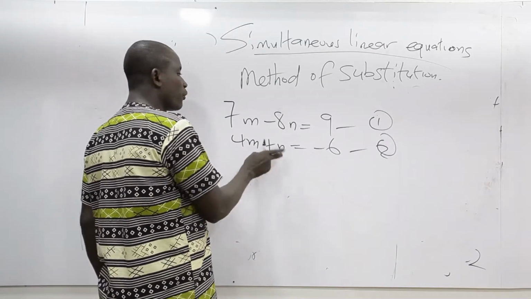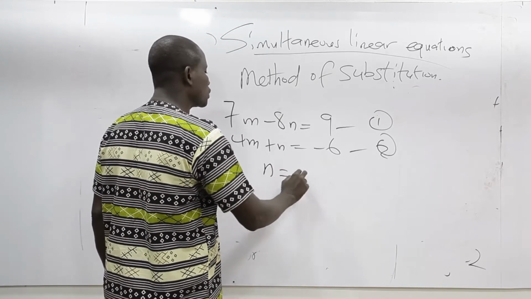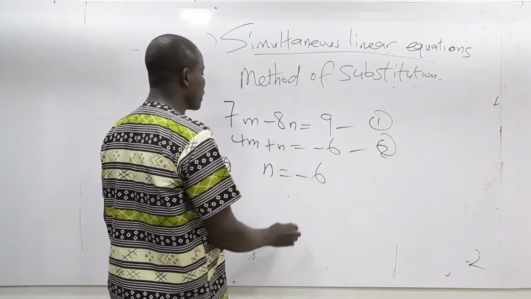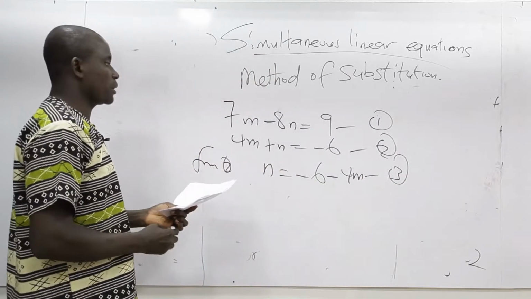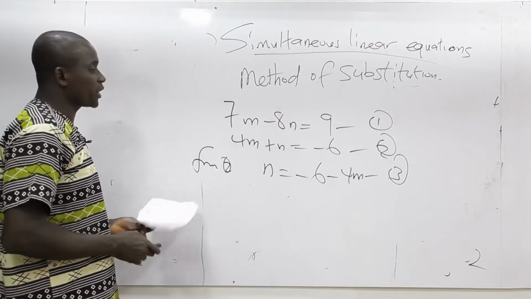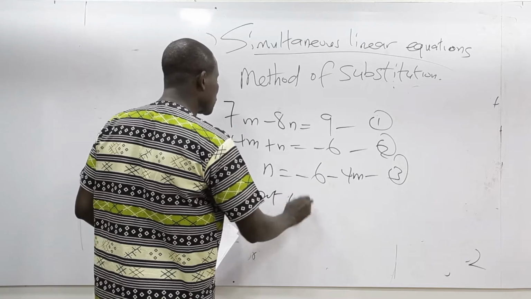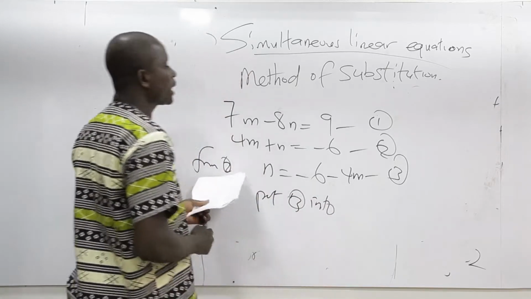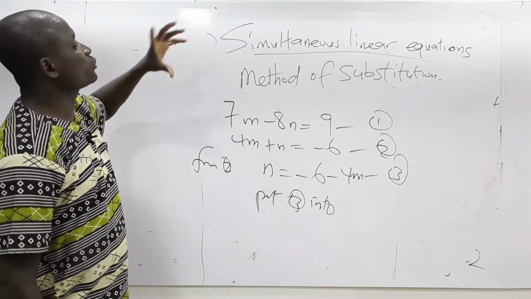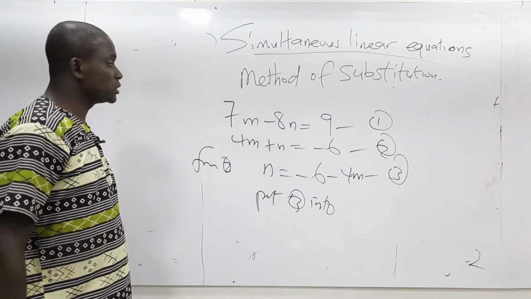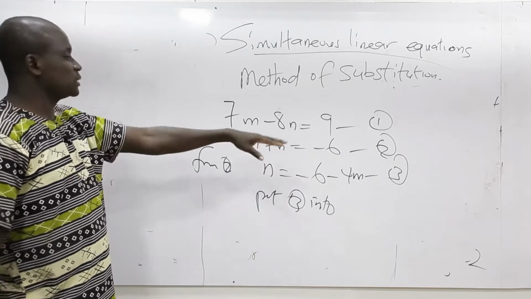So from equation 2, we say that n is equal to negative 6. Then this one also crosses there and becomes minus 4m. This gives you equation 3. Now, after getting your equation 3, you are going to put it into equation 1 or 2. In fact, it is not always that you have to put it in equation 1, depending on circumstance. If you have formed it from equation 1, then you put it into equation 2. So right now, n is equal to this, and that gives you equation 3.